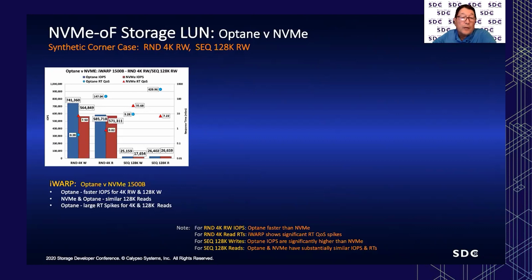Again, we note the high response time spikes for the 1500 byte MTU for iWARP. You can see the read workloads, 4K read and the 128K read at 147 and 429. This artifact is due to all of the factors in the stack, and it's beyond the scope of this study to isolate the cause of what that is.